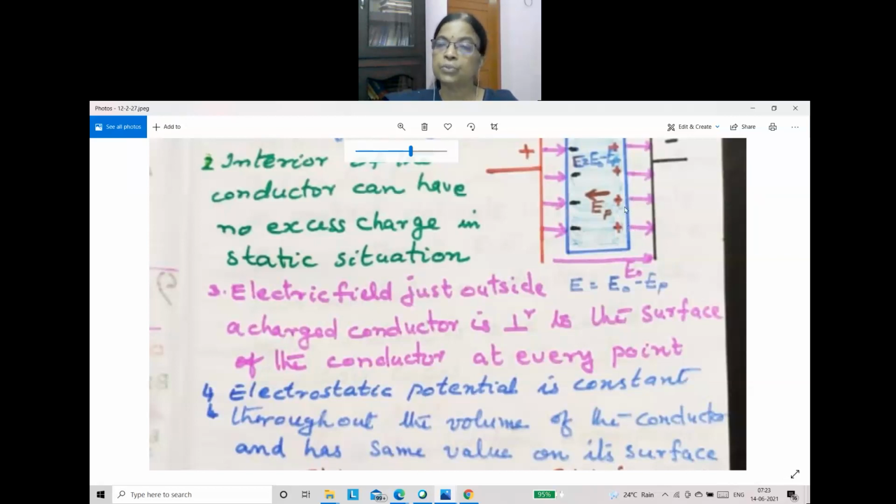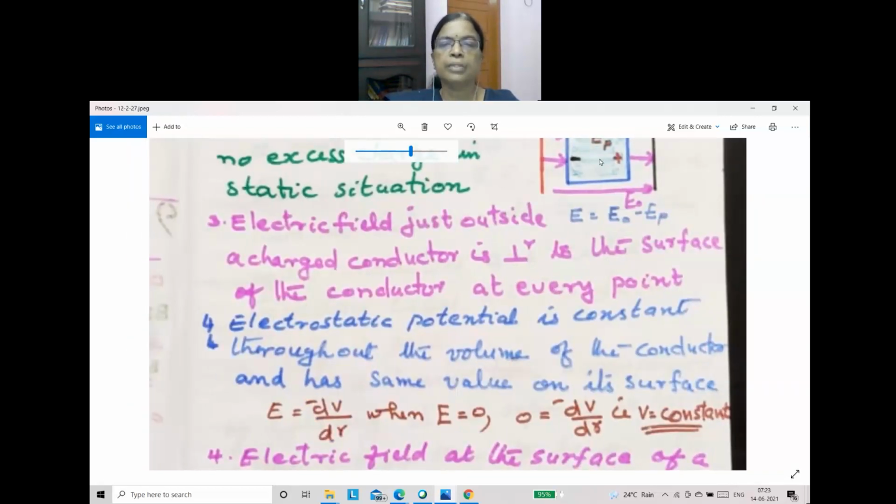Then if there is a component of electric field along the surface, electrons should have moved opposite to that direction, or positive charges would have moved along the direction of the electric field. But we are not seeing any motion of charges on the surface of the conductor. That means there is no such component of electric field along the surface. Then what is possible? The only possibility is the electric field is normal to the surface. That is the explanation for that. Even though it is a property, you have to study the explanation.